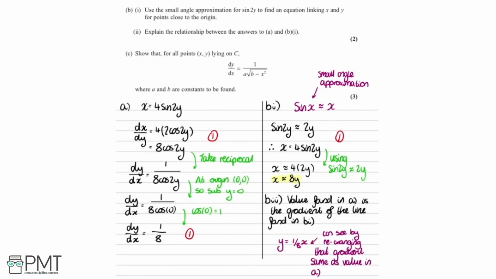So in part B, you get 1 mark for this working here, so getting down to x is approximately equal to 8y, and then you get the second mark for this statement right here.